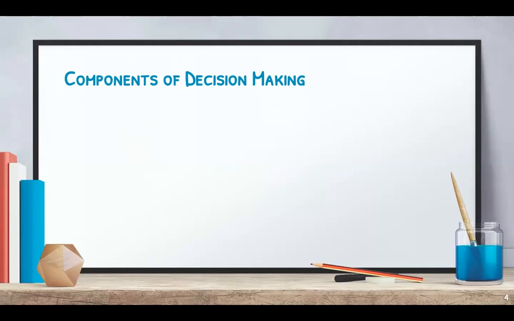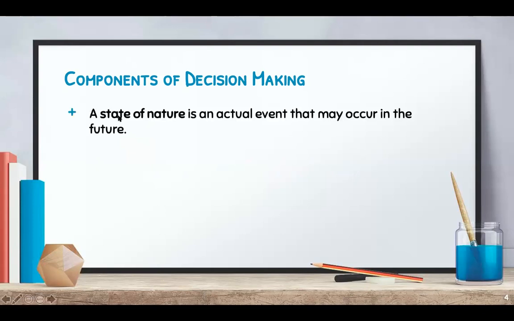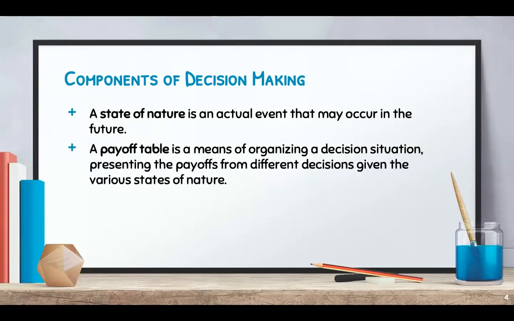Normally, when we make decisions, for example, to go or not to go, to party or not to party, to study or not to study, these are decisions that we make every day. What are the components of making a decision? So number one is the state of nature. A state of nature is an actual event that may occur in the future. So normally, there can be many states of nature, or just one.